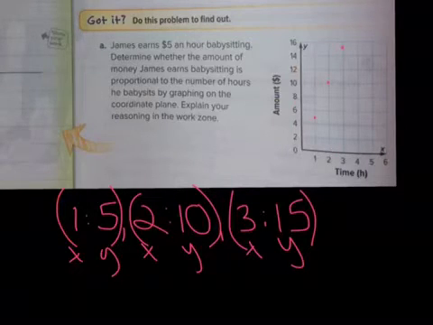Now we must look at it. Does it make a straight line? Will it give us a straight line? Well, it does actually. So we can say that this is proportional. Okay, explain your reasoning in the work zone. We're going to explain it right here. You can see there's our straight line.